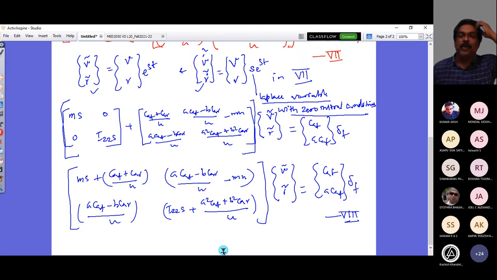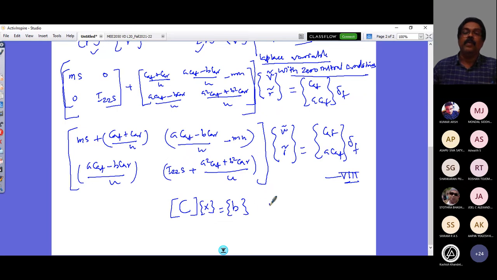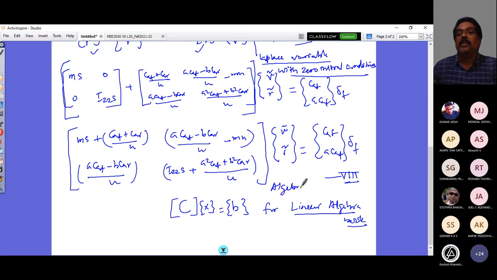This is a beautiful equation. You do not have derivatives here, and you have only two variables, V and R. This is in the famous form found in linear algebra textbooks: a C matrix into X equals B. You can see in any linear algebra book two simultaneous algebraic equations. So equation 8 is a set of algebraic equations, and I now have a set of algebraic equations representing my bicycle model.